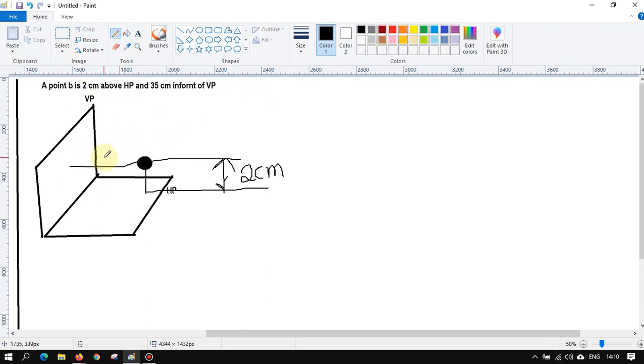Which one will be 35 centimeter? From here, 35 centimeter from VP. From the black point to the vertical plane, correct, it will be 35 centimeter. So this is all about drawing by using a projection.